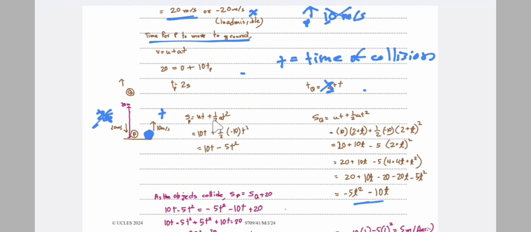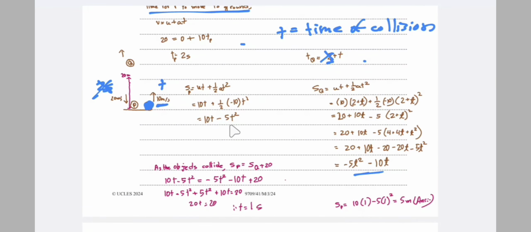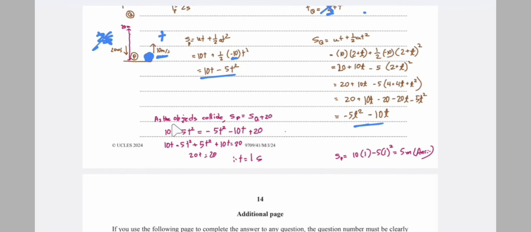So SP is equal to ut plus half at square. Initially it has a speed of 10 meter per second at the ground. Ut, where t is the time of collision, plus half at square. After substituting the values, and since it is moving upward, so the acceleration is negative, we find the displacement for P. Now, as the objects collide, displacement of P is equal to the displacement of Q plus 20.